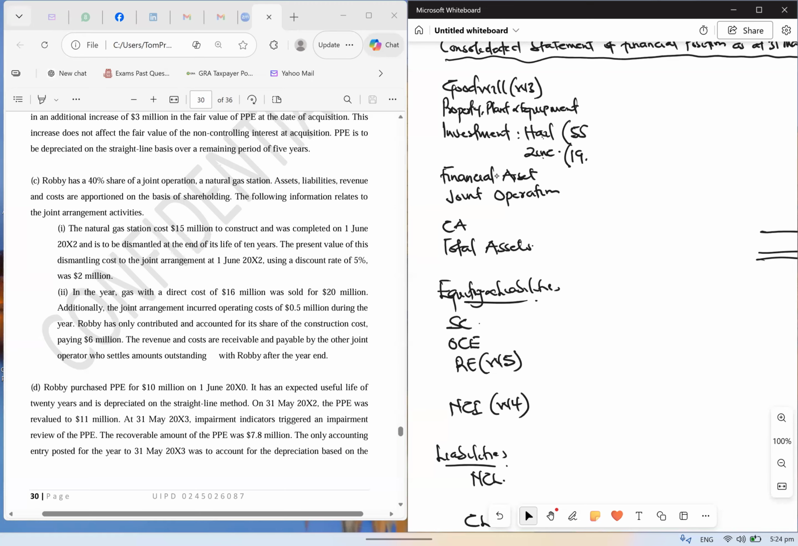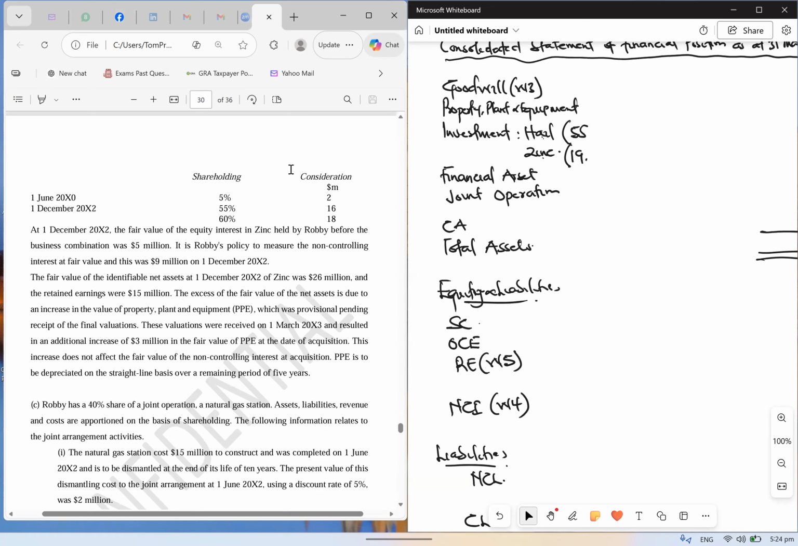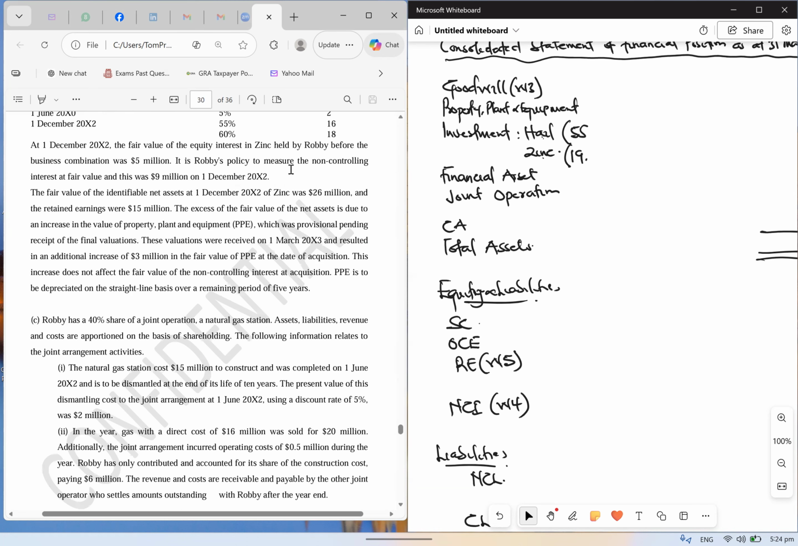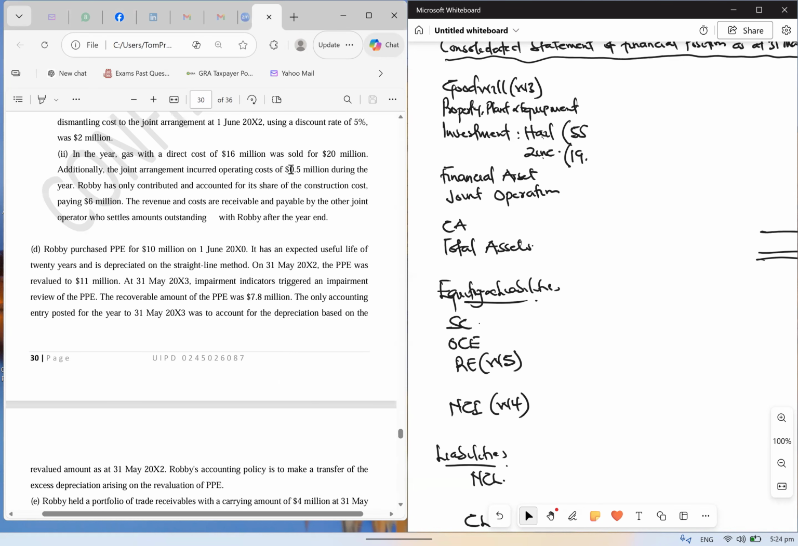Robbie purchased a PPE of 10 million on 20X0. So if your balance sheet here is 20X3, then it means that whatever they purchased in 20X0 is already inside. It has an expected useful life of 20 years and is depreciated on a straight line method. On 31st May 2022, the PPE was revalued to 11 million. Then on 31st May 2023, impairment indicators triggered an impairment review on the PPE. The recoverable amount is 7.8.